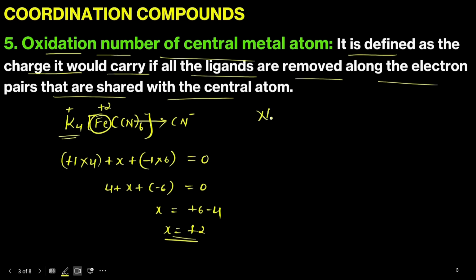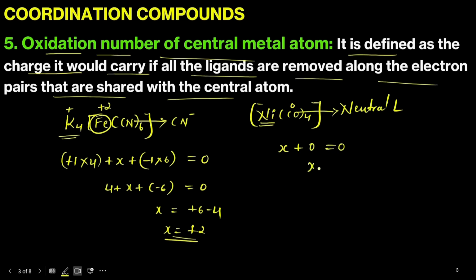Let us take one more example, that is nickel tetracarbonyl. Okay, this is the coordination compound. We know that carbonyl is a neutral ligand, so the charge on the neutral ligand is 0. We are calculating the oxidation number of nickel, so let it be X plus, what is the charge on the carbonyl ligand? It is 0, is equal to 0. X is equal to 0. Therefore, the oxidation number of nickel is 0. This is the neutral complex in which nickel has 0 oxidation number. This is how you have to calculate the oxidation number of the central metal atom.